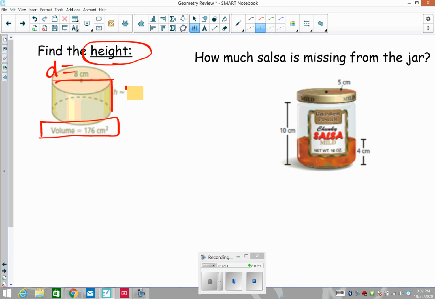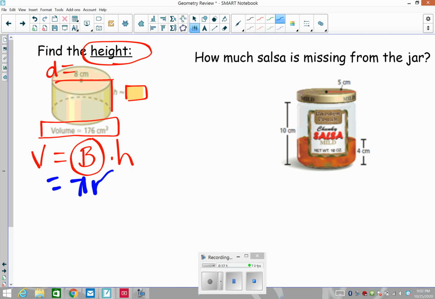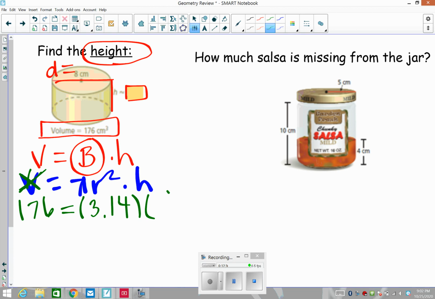How high is this? So volume of any cylinder is measured by the area of the base times the height. And in this case, it's a circle. So that's pi r squared times height. That's the volume. So we're going to substitute in what things we know. Well, we know that the volume is 176. We know pi is 3.14. We know that the radius must be 4 because 4 plus 4 equals 8. So there's my radius squared, but we don't know the height.